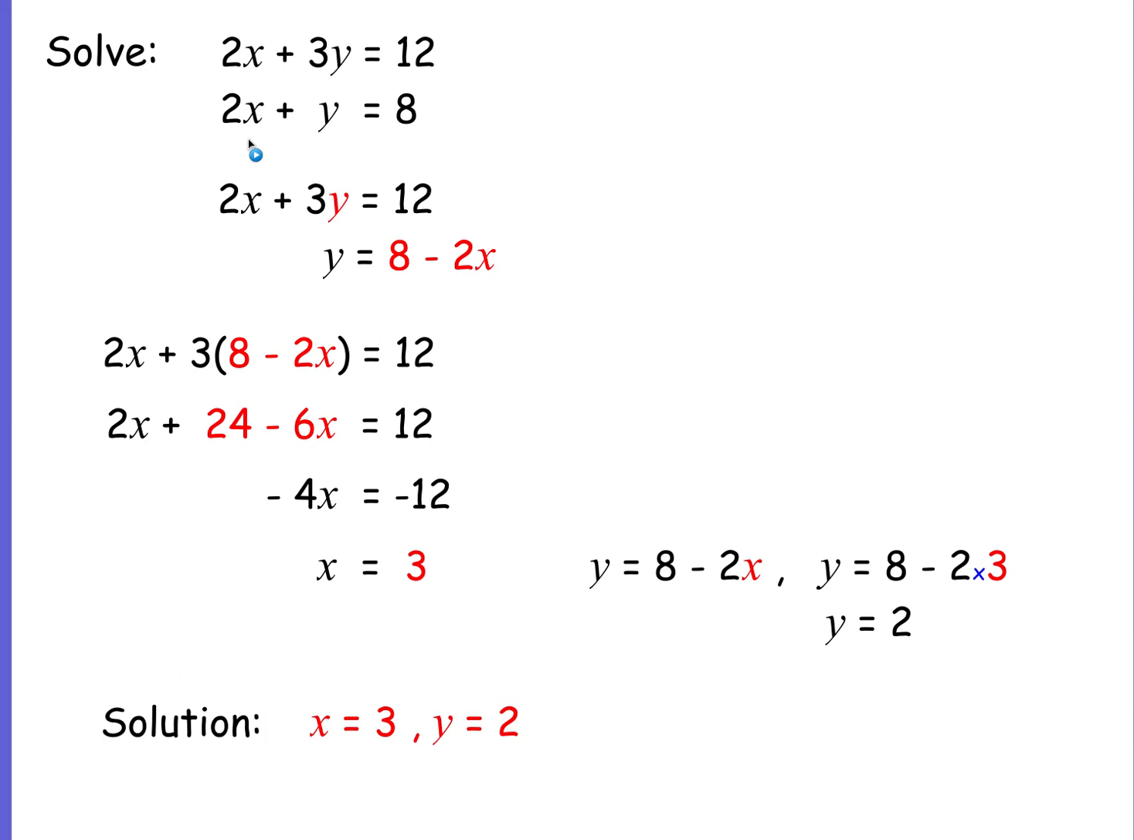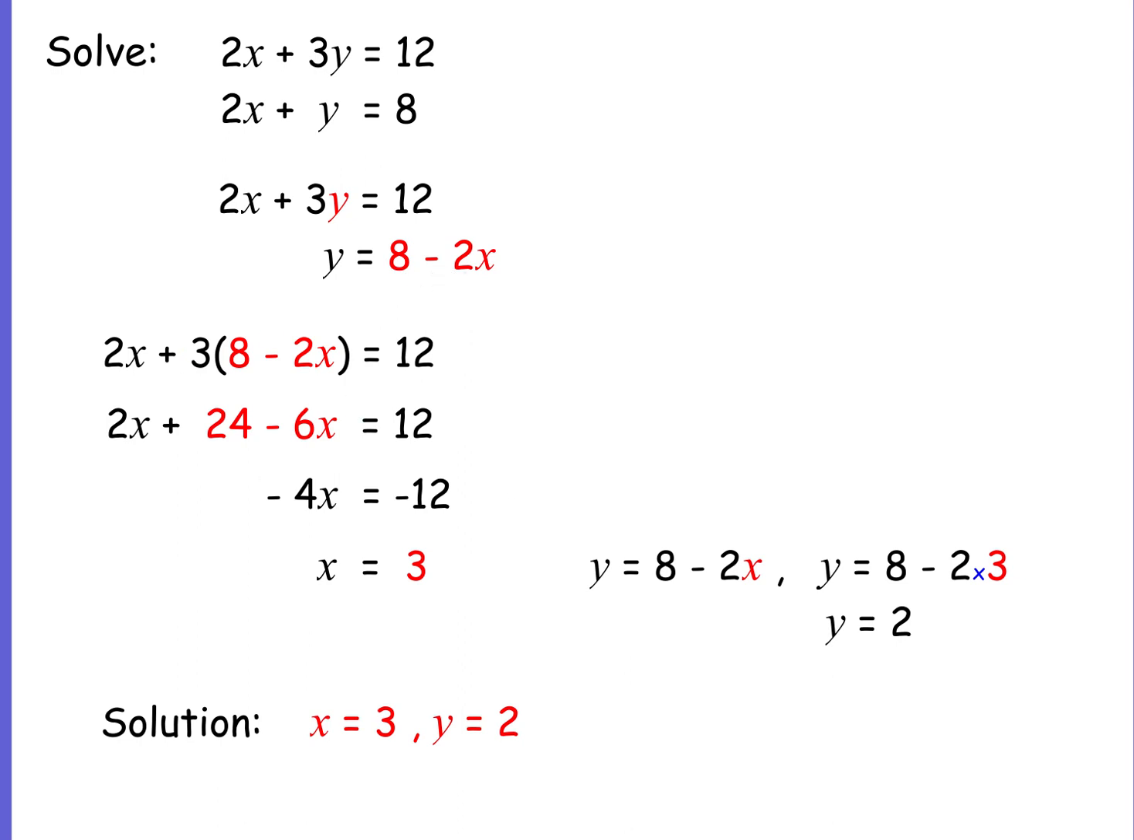You can check the solution. You can put x to be 3 and y to be 2 in the first equation. That would be 2 times 3 plus 3 times 2, and it makes 12. So you can substitute back to do a check. But that's basically the substitution method. We arrange one equation to y equals and replace the y in the first equation here by our new expression, and then it's just go on and solve.